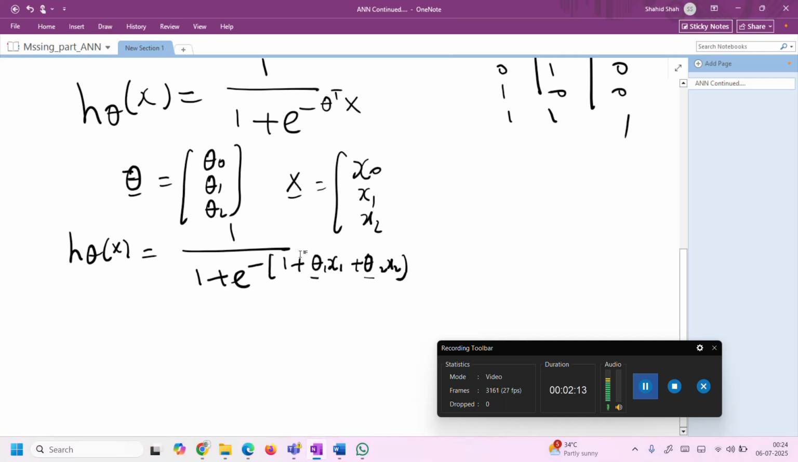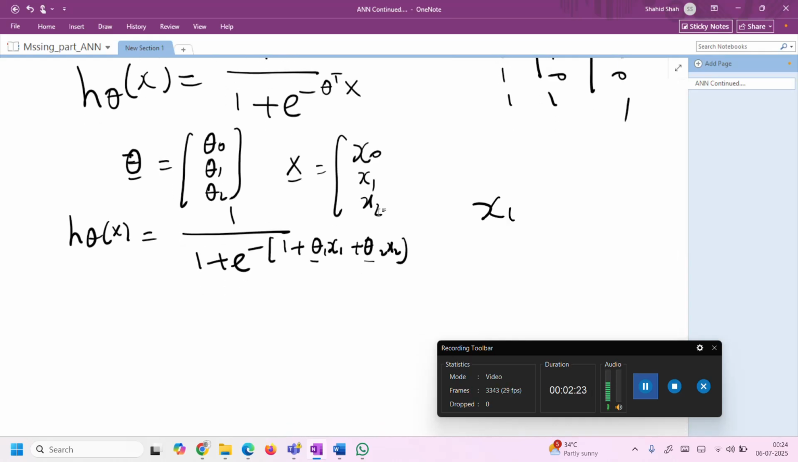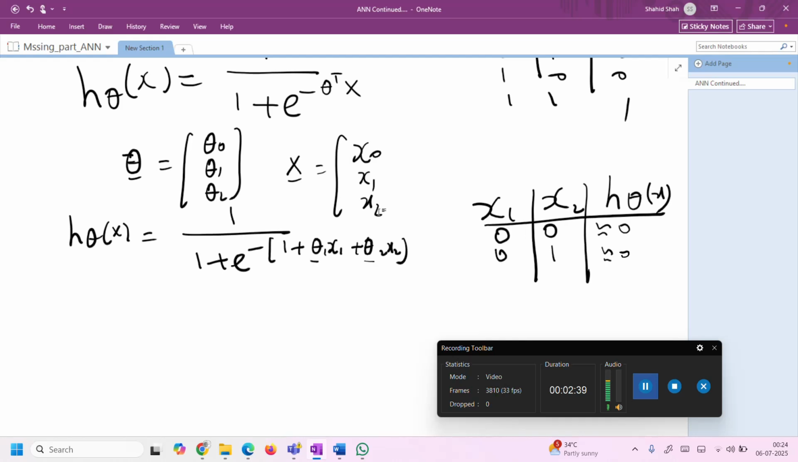AND gate. But let's take some dummy values, by hit and trial, just by guessing. See what we want. We want to create this type of truth table: x1, x2 and h theta of x. We want to mimic the AND gate, so 0 0 should give us approximately 0 here, 0 1 should also give approximately 0, 1 0 should also give approximately 0, and 1 1 should give approximately 1 here.